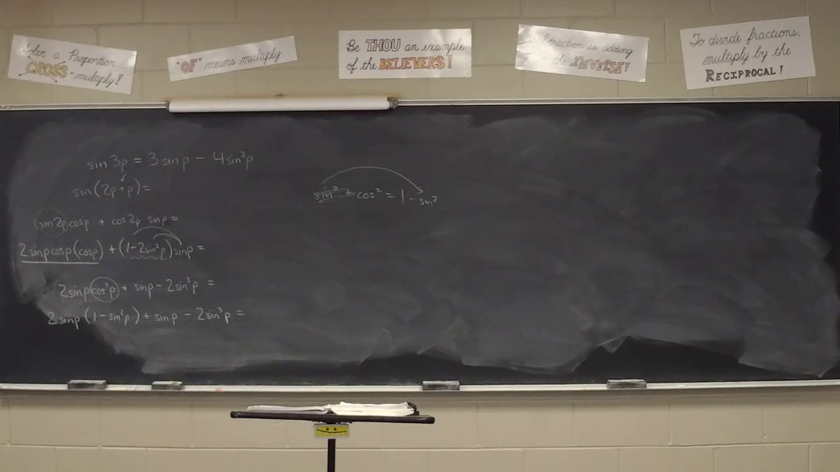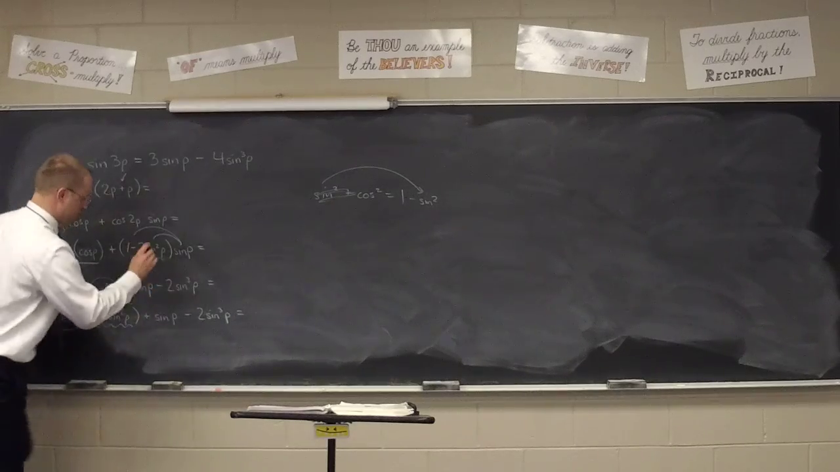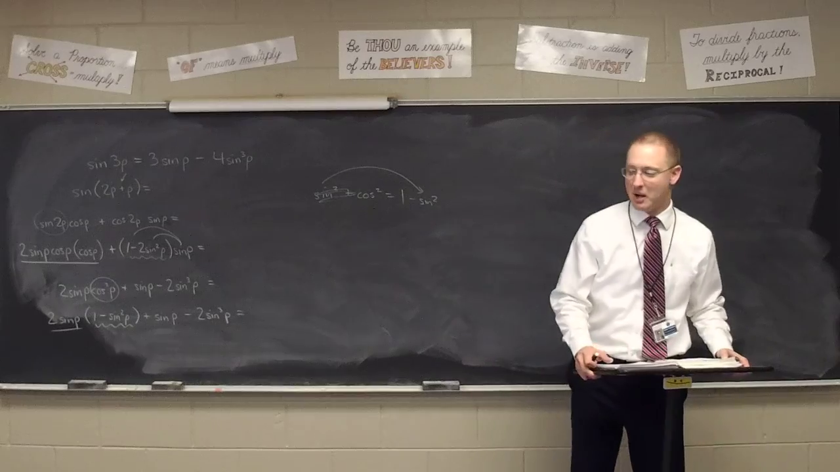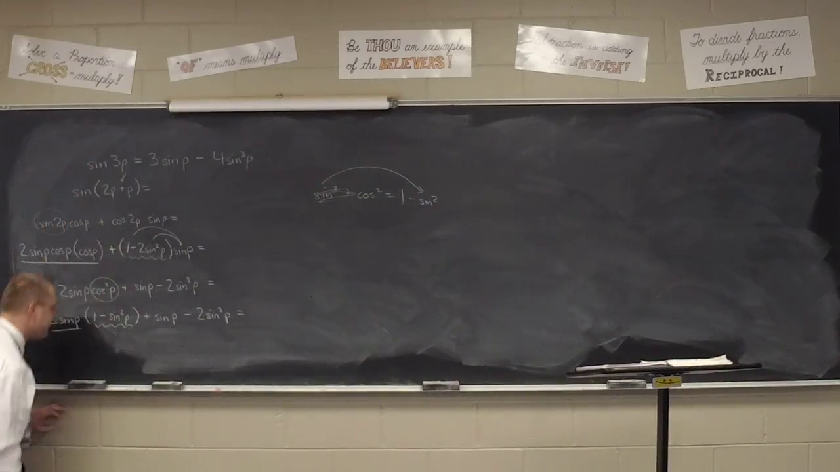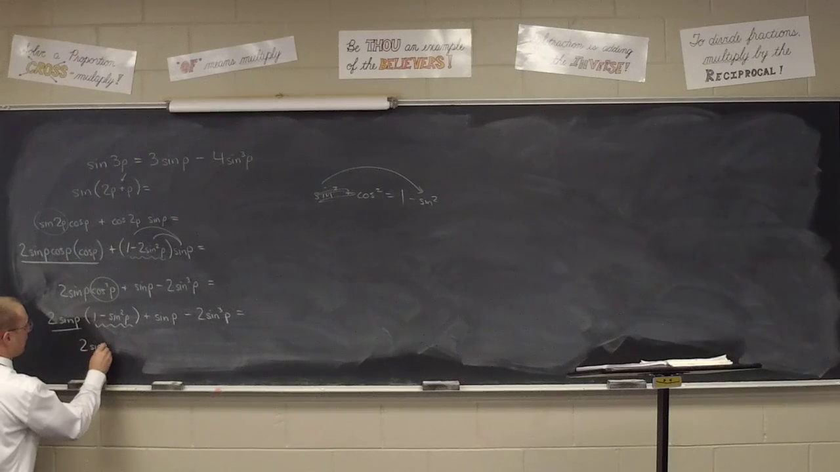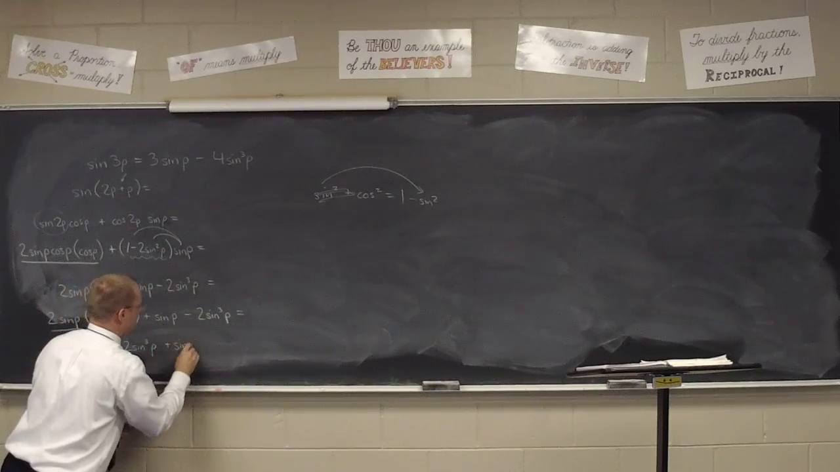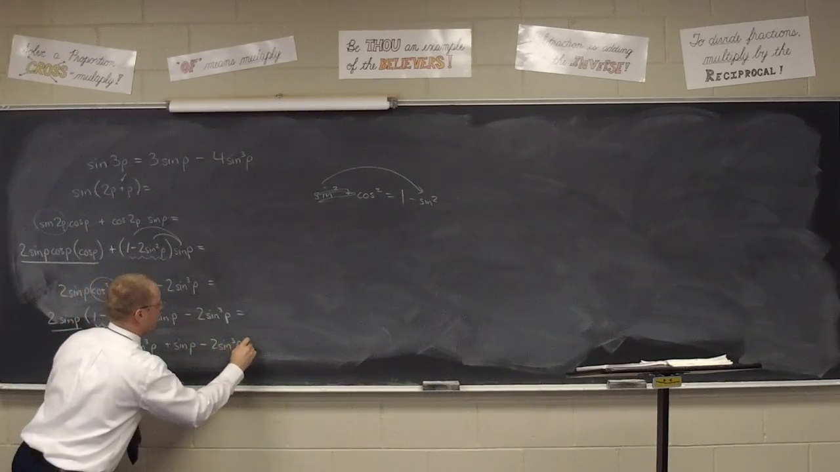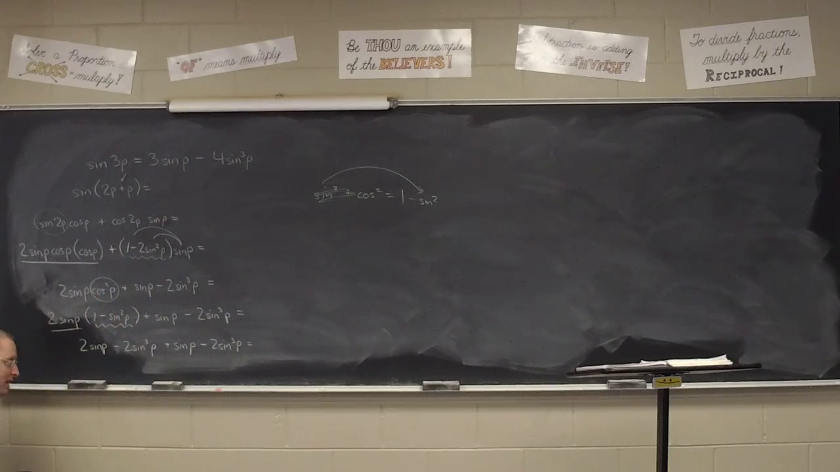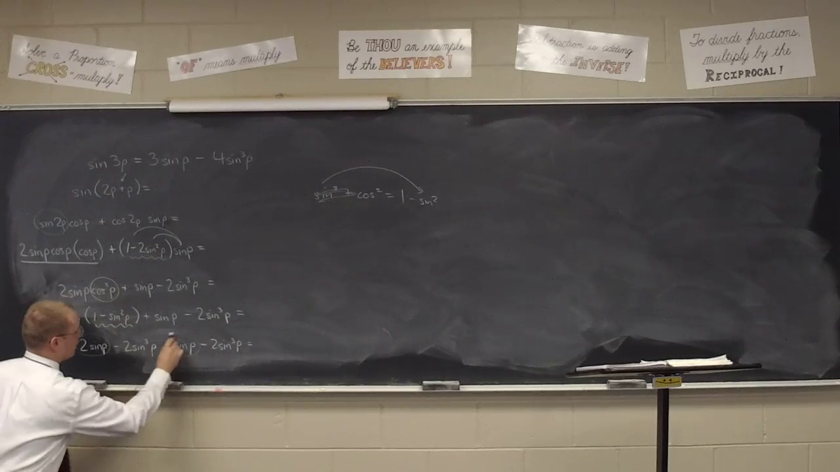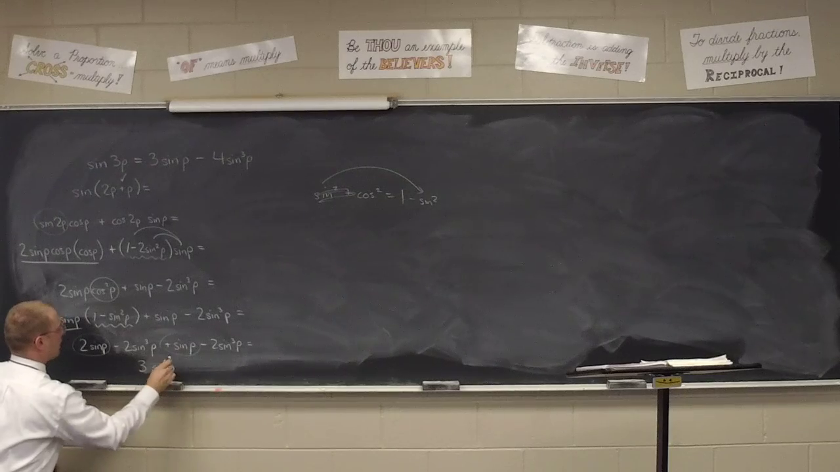Now you see how everybody is sines? Now we're happy. But once again, Quentin, I have a monomial times a polynomial. So what do we get, Quentin? 2 sine rho minus 2 sine cubed rho, plus we have the sine rho here, minus 2 sine cubed rho. Now what? Do the math. So 3 sine rho minus 4 sine cubed rho.